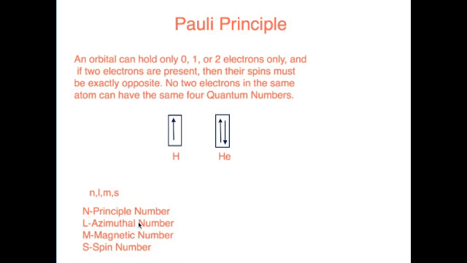So if, for example, we have all of these 4 quantum numbers, we can figure out that if both electrons have the same principal number, the same azimuthal number, and the same magnetic number, they can't have the same spin number. Because if they do, they're simply violating the Pauli principle, which we can't do.